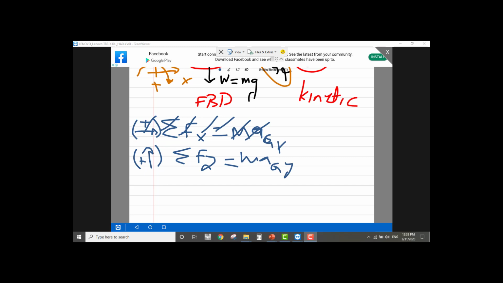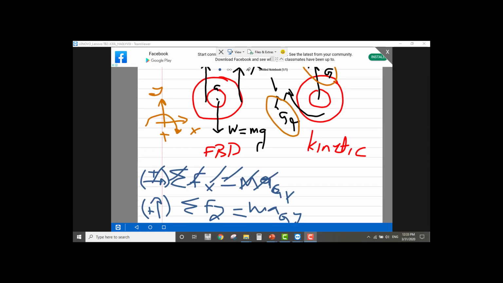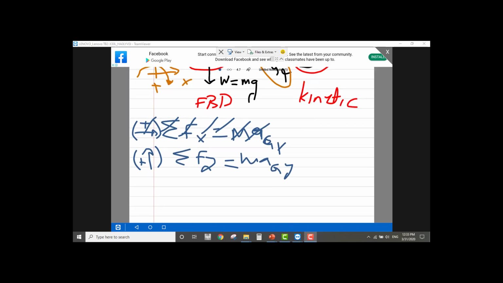What do we have? Most of the forces are in the y-axis. Let's go back to the question. We have 100 newtons positive, we have tension positive, and we have weight negative. Okay, I will write 100 positive plus tension minus weight. The weight is what? 8 multiplied by 9.81. Okay, this is the weight, and it equals 8 multiplied by a_G y.